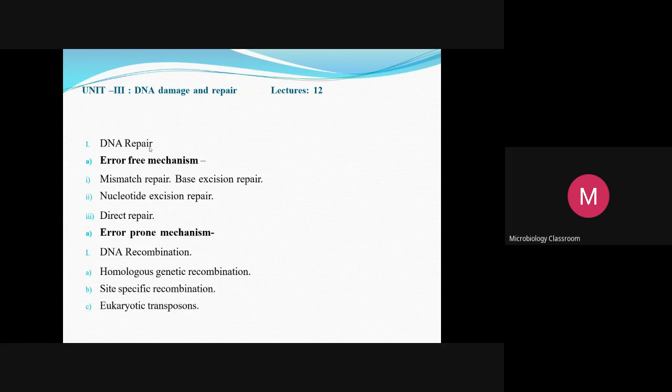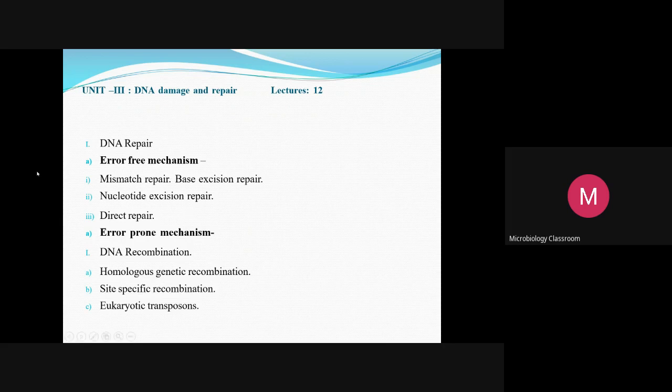And for that the different mutagenic agents, actually it is already covered in the BSc syllabus, but a slight revision of mutagenic agents should be there. So after the mutagenic agents and the mechanism of mutation, the next point is DNA repair. And in that DNA repair mechanism, error free mechanism is there and error prone mechanism is there. So error free mechanism, in that mismatch repair, base excision repair, nucleotide excision repair, direct repair is there.